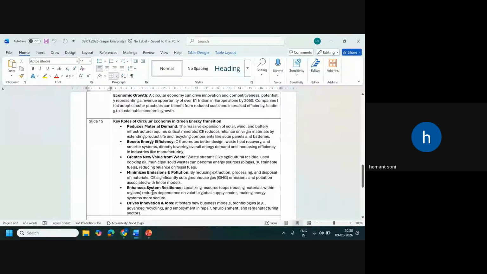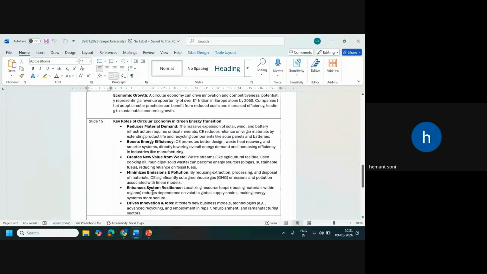Then boosting energy efficiency. So circular economy promotes better design, waste heat recovery, and smarter systems, directly lowering overall energy demand and increasing efficiency in industries like manufacturing. Then another role is that it creates new value from waste. Waste streams like agriculture residue, used cooking oil, municipal solid waste can become energy sources, like biogas and sustainable fuels, reducing reliance on fossil fuels. And that is also specifically applicable in our case because we are importing a very high proportion, around 80% of our requirement of fossil fuels.